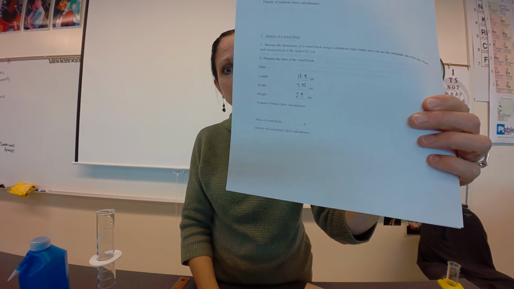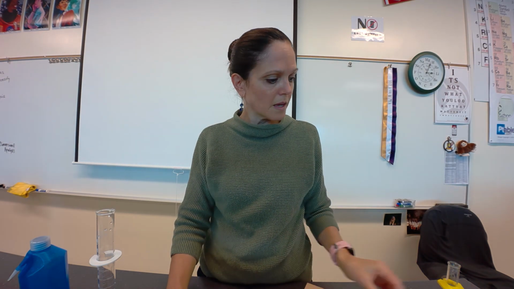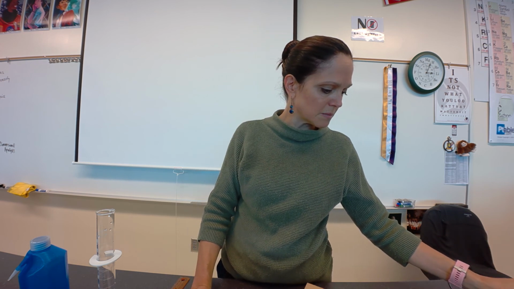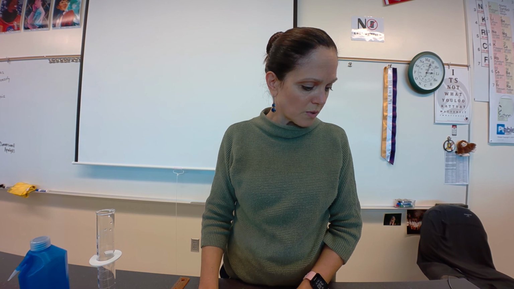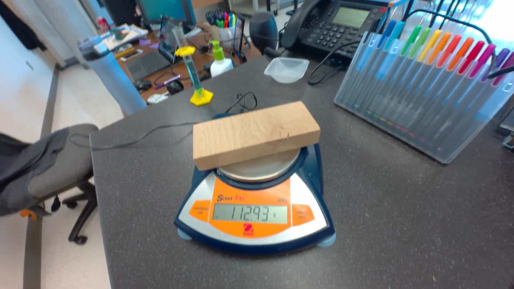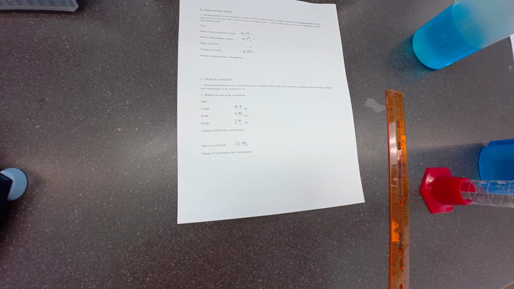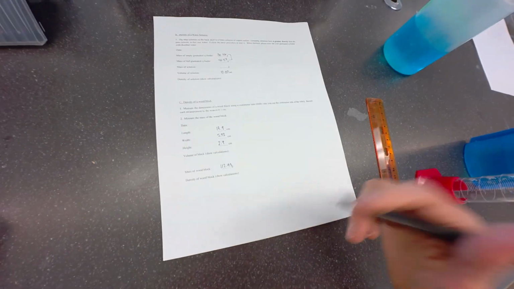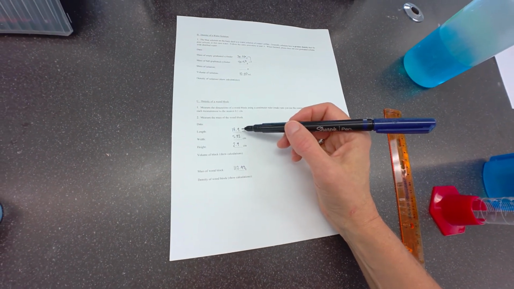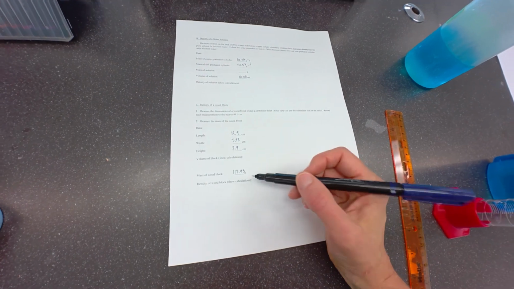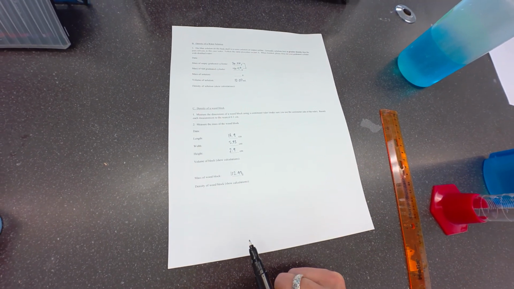And then the next thing we've got to do is mass the block. So I'm going to take the cylinder off the balance, make sure the balance is reading 0, put the block on here, and we get a mass of 112.93. So here we go, 112.93. Okay, so all your data is right there that you need. You can get the volume of the block by multiplying out the length, the width, and the height. And we have the mass, so you can calculate the density.